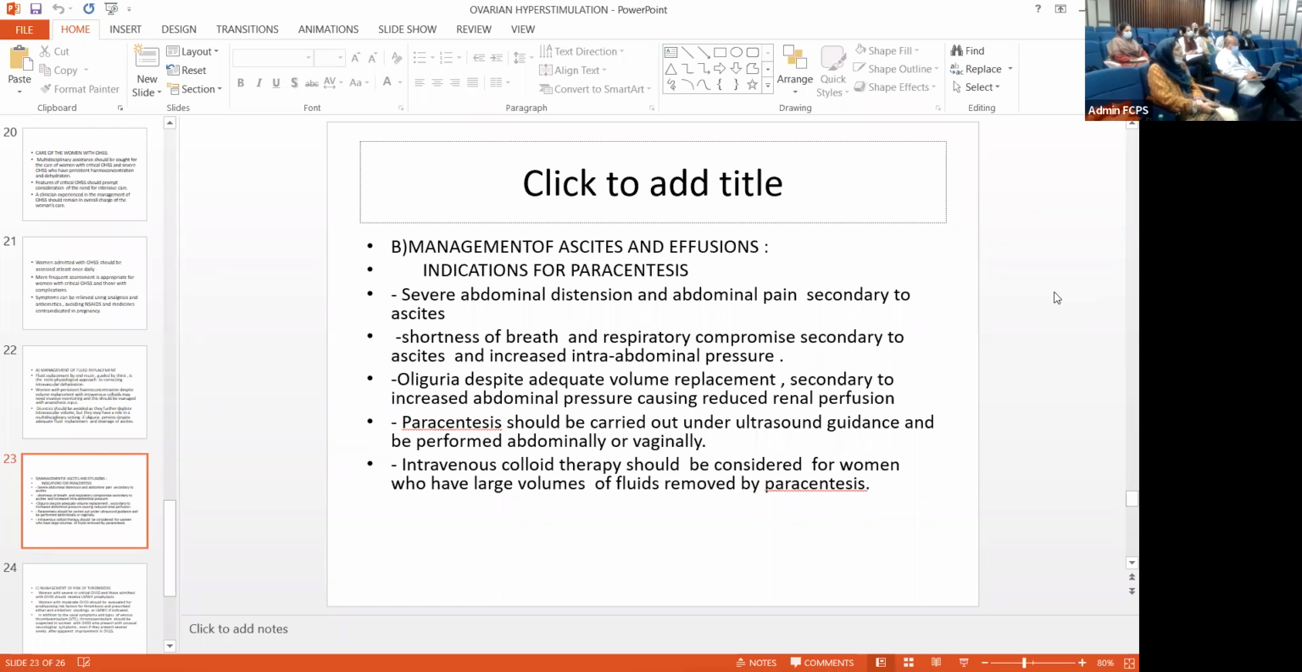Paracentesis should be carried out under ultrasound guidance and can be performed abdominally or vaginally. Intravenous colloid therapy should be considered for women who have large volumes of fluid removed by paracentesis.